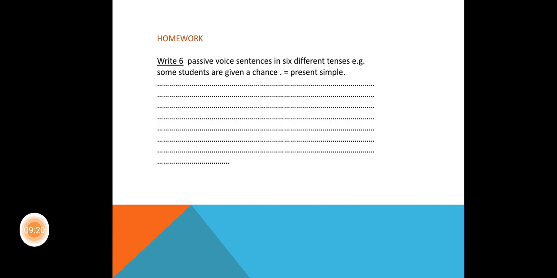Maybe a chance of doing anything. Okay, this is present simple. How? Because somebody gives the students a chance. This is present. The same is true for the rest. You need to do it for past simple, present continuous, past continuous, present perfect, past perfect, and so forth.